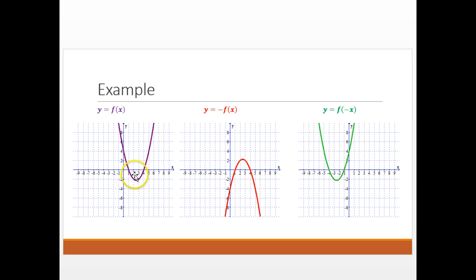Similarly, if I start with y equals f of x, the purple graph again, and take f of negative x, it flips it across the y-axis. So in this case, the original graph had a y-intercept of 0, 4. The new graph has a y-intercept of 0, 4. Notice how it's just a mirror image of itself.